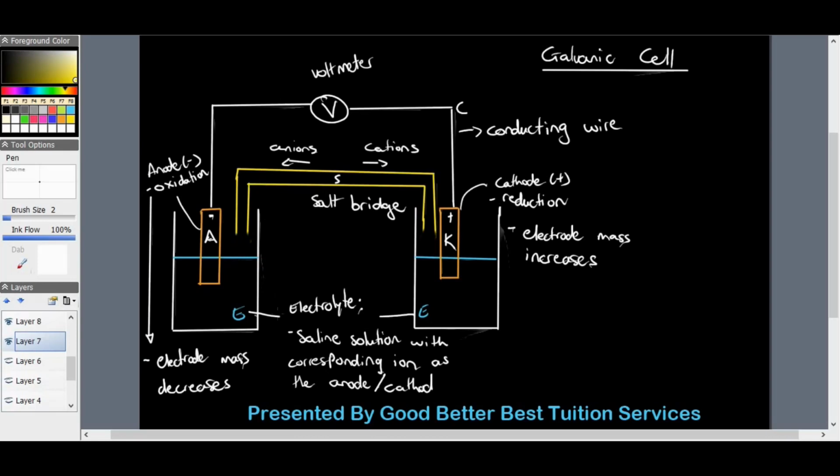Just a correction on the diagram. The salt bridge does need to go all the way into the solution, so I do apologize for that. Let me just extend the salt bridge a little bit. Otherwise the drawing is 100% correct.